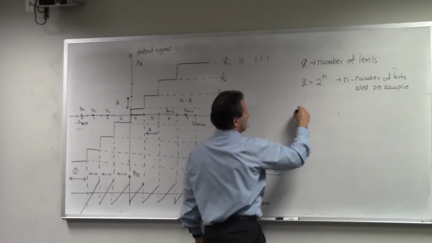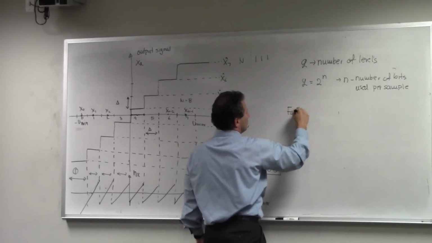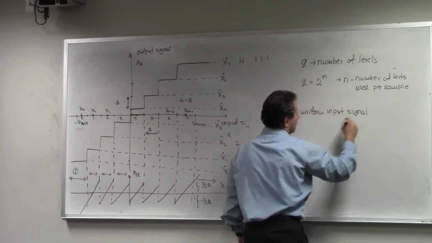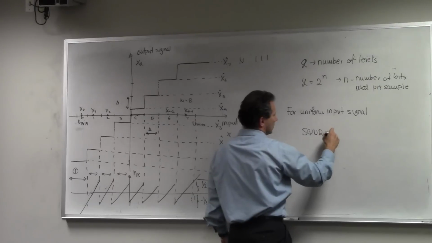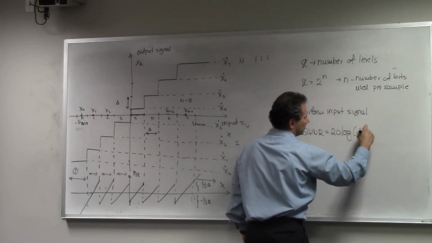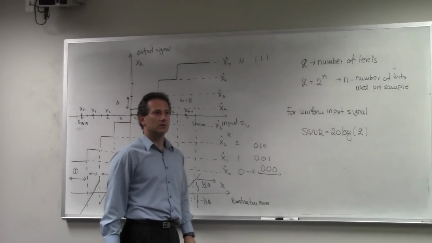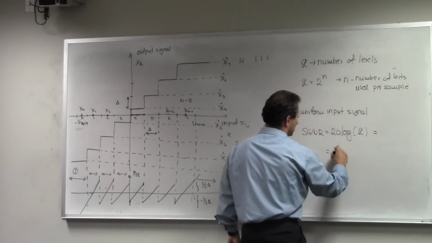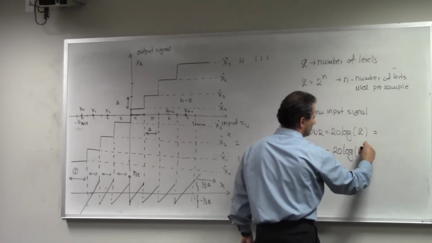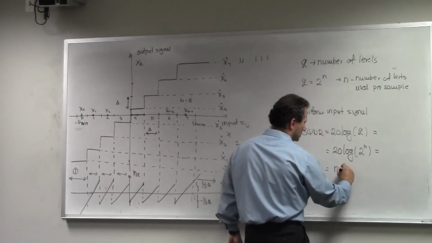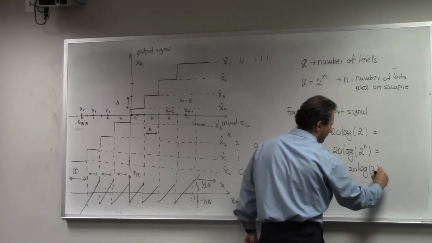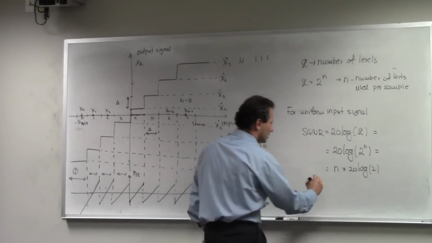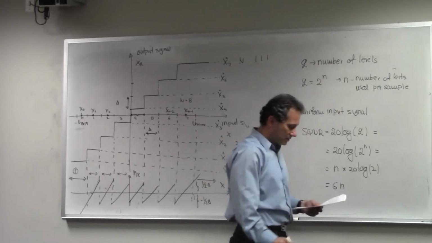Now, we derived that for a uniform input signal, our signal to quantization noise ratio was approximately 20 log of Q. We neglect the Q minus 1 because usually Q is much greater than 1. When you substitute 2 to the n here, you end up with a signal to quantization noise ratio of 20 log of 2 to the n, which is n times 20 log of 2. What is the 20 log of 2? What's 10 log of 2? Yeah, 3, so 20 log of 2 is 6. So this is 6n. And that's the formula that everybody knows.